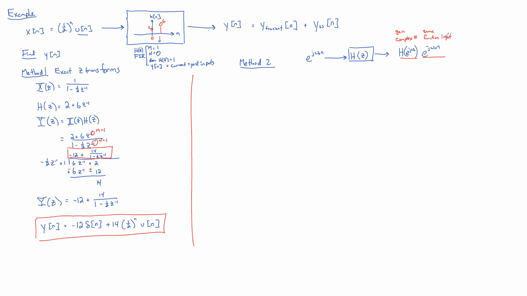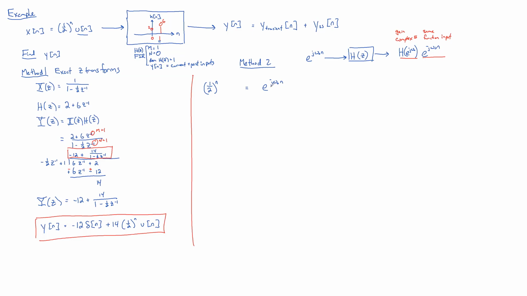Okay. So we need to find a way to recast our input, x of n, which is 1/2 to the n u of n. Now we're going to pretend it's sinusoidal, it's exponential steady state. So we're going to get rid of that u of n. And we need to find some way to recast this 1/2 to the n as this e to the j omega naught n. We'll need to find out what our omega naught is.